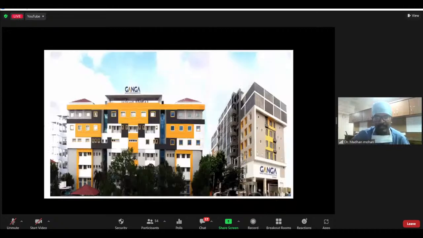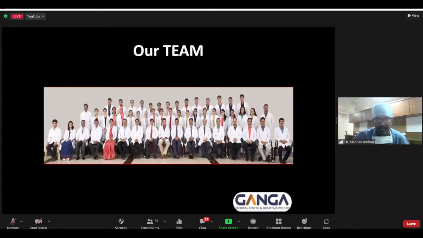This is where I work, a 650-bedded tertiary care center dealing with trauma, orthopedics, spine, plastic surgery, and hand and reconstructive unit. We have almost 40 operating theaters, doing about 125 cases per day. And this is our team of anesthesia. We have around 70 anesthetists in the hospital.